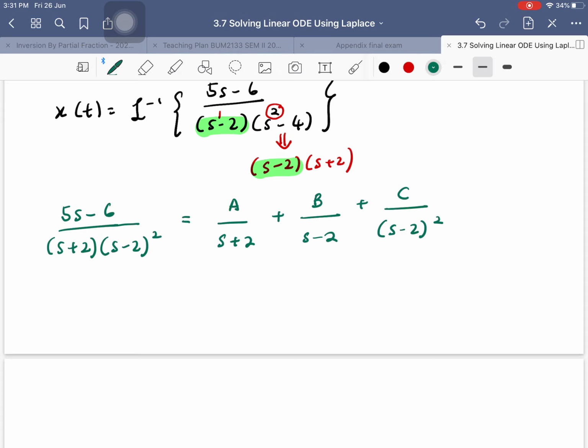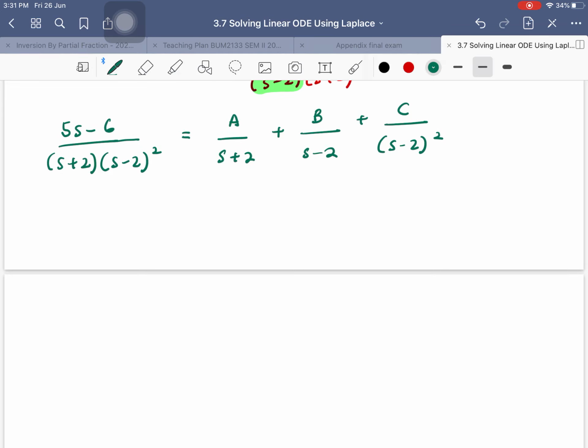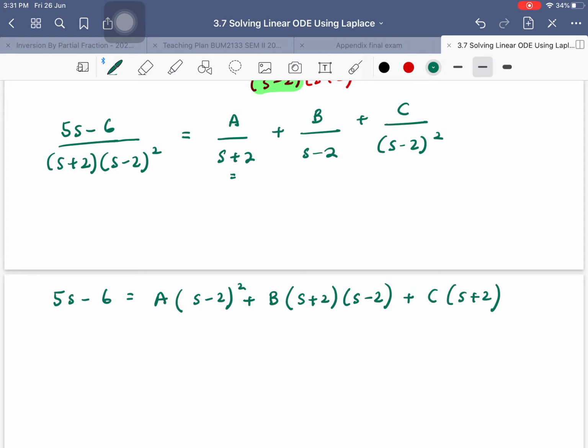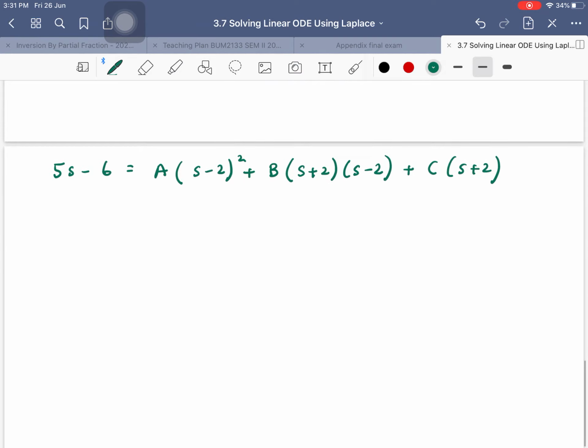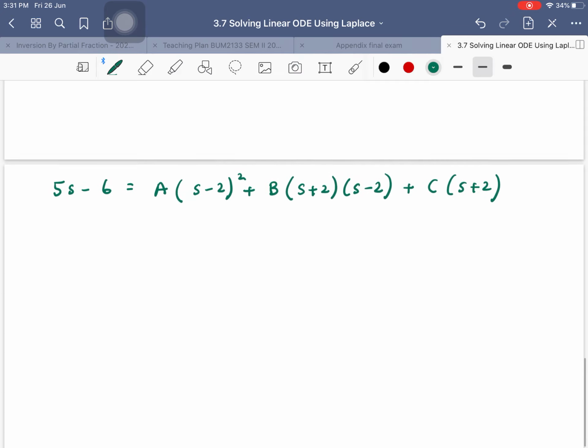And now I'm going to form my equation. So I'm going to have that 5s minus 6 is going to equal A. A already has s plus 2, so I'm going to have to multiply A by s minus 2 squared. And B already has s minus 2, one of them only. So I need to multiply that by s plus 2 with another s minus 2. And for C, I only have to multiply this by s plus 2. So that is how my equation is going to look. And from this, we're going to find the values of A, B, and C.